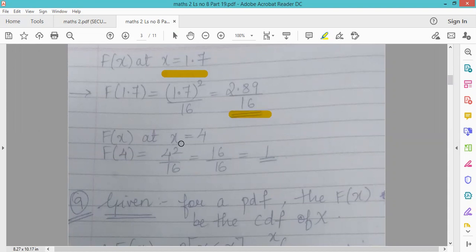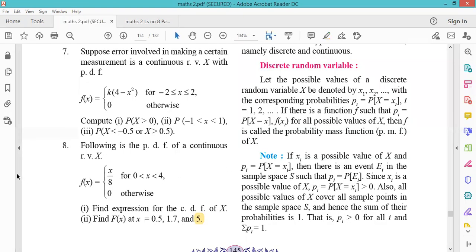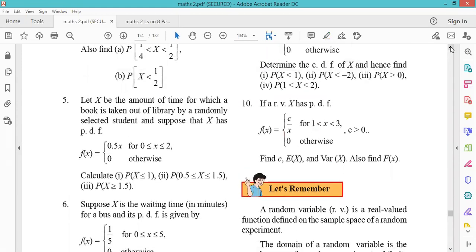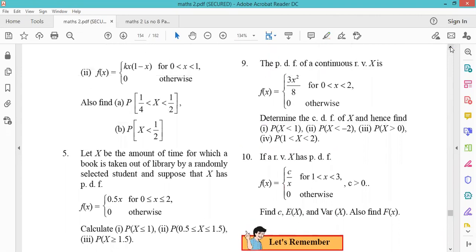Then F of x at x is equal to 4, as we had changed the question. There was a printing mistake. So F of 4 is 4 square by 16, 16 by 16, answer is 1. So I hope you all are clear with sum number 8. So class, for this you have to remember the formula which I taught you just now. So we'll be revising the formula in our next two sums as well.